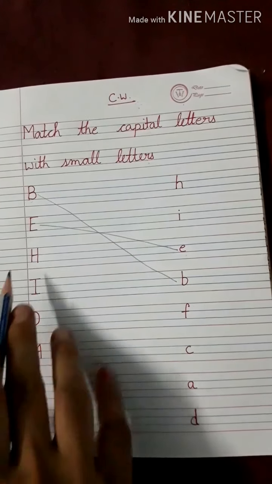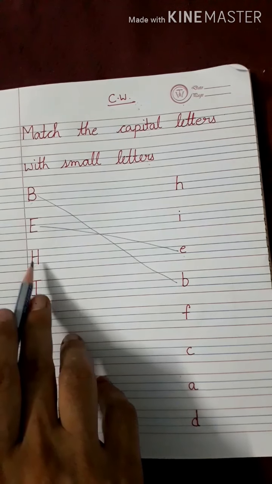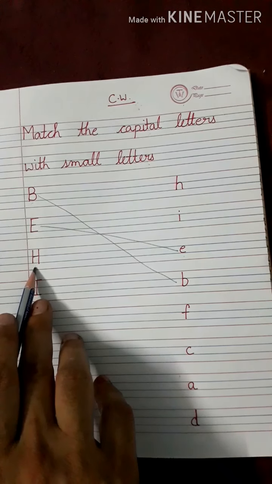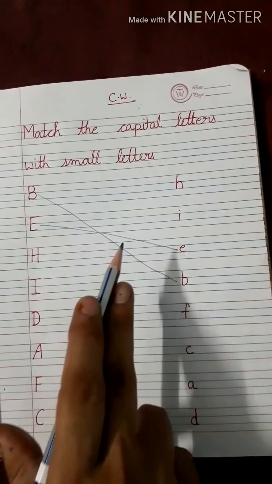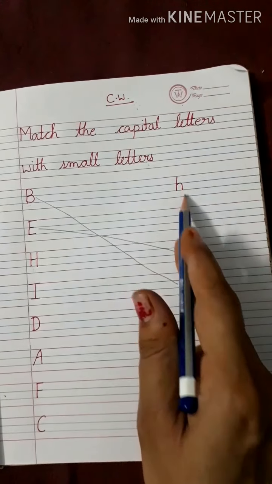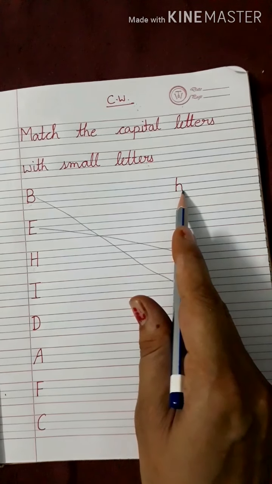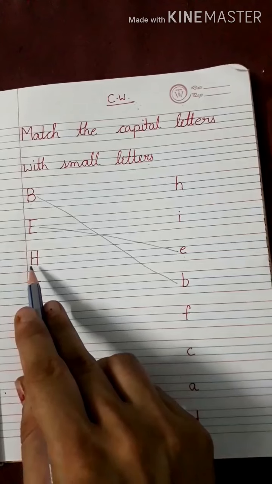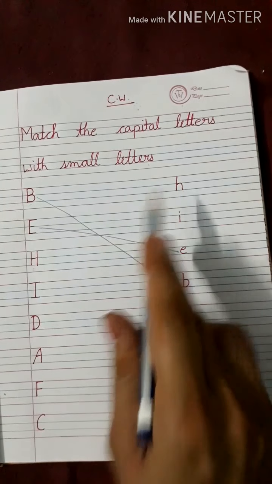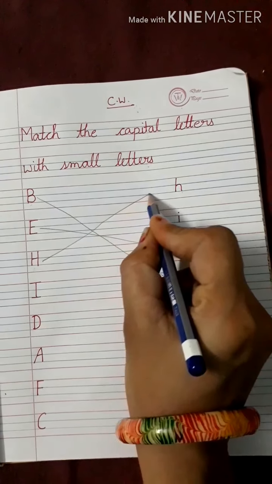Next, which letter is this? Capital H. Now we will search small h. Where is small h? Yes, it is small h. Now we will match capital H to small h. Okay, now match it.